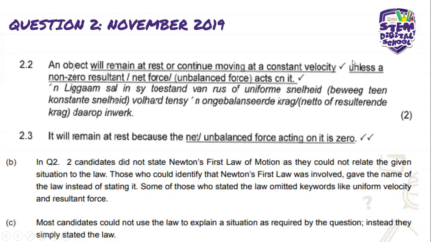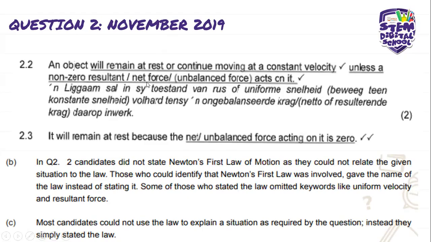So that carries 1 mark. Unless a non-zero net force acts on it. In other words, this object is at rest, so it remains at rest. Why? Because the net force acting on it is 0. But if it was not 0, if it was a non-zero net force, then it will not remain at rest. So the object is remaining at rest because the net force acting on it is 0. Right, so you need to understand that.